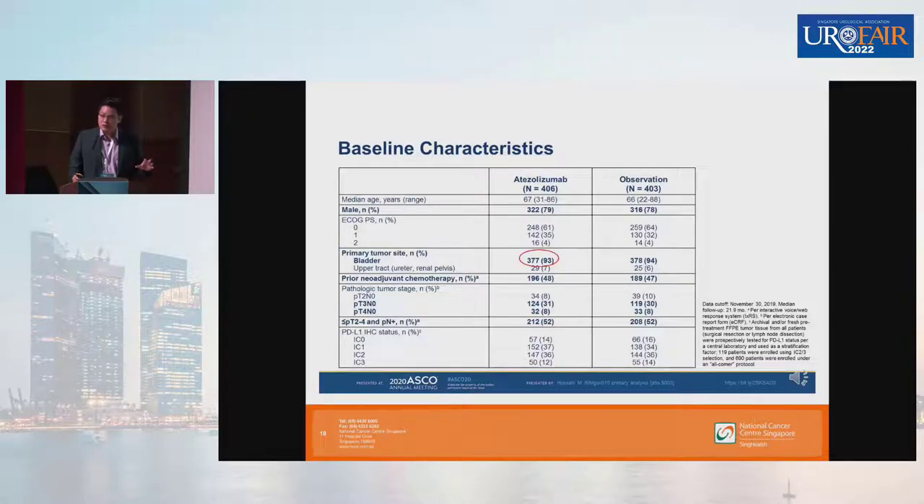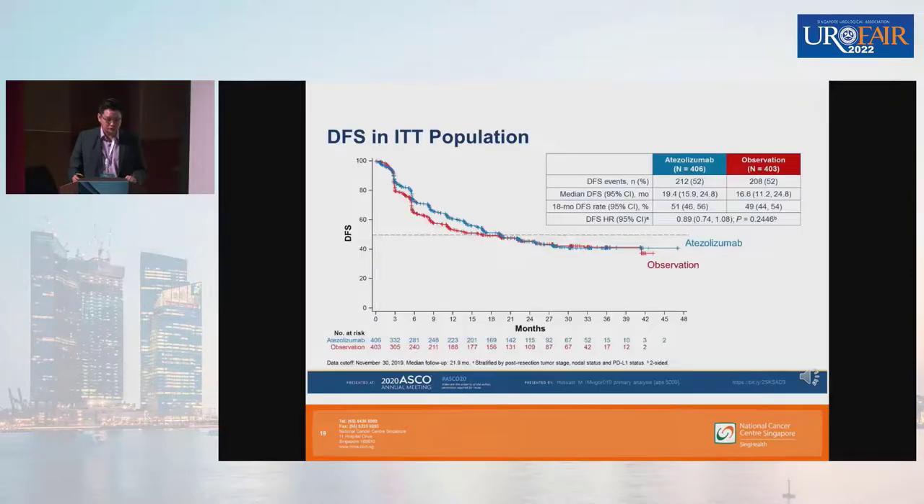Actually, very similar to the nivolumab study. The majority of the patients had bladder tumors. Around 40% of the patients had neoadjuvant chemotherapy, again very similar to the previous study. Again, almost 50% of them had nodal disease on surgery.